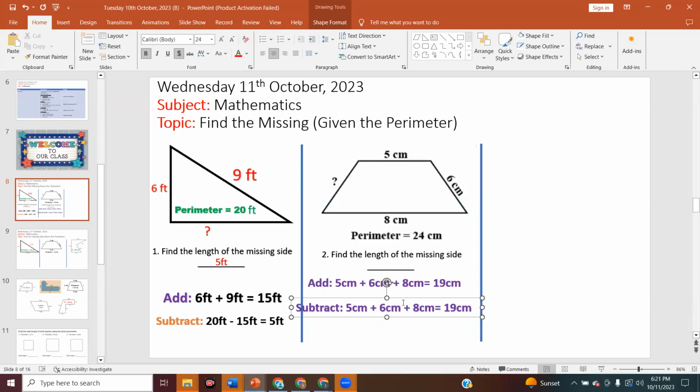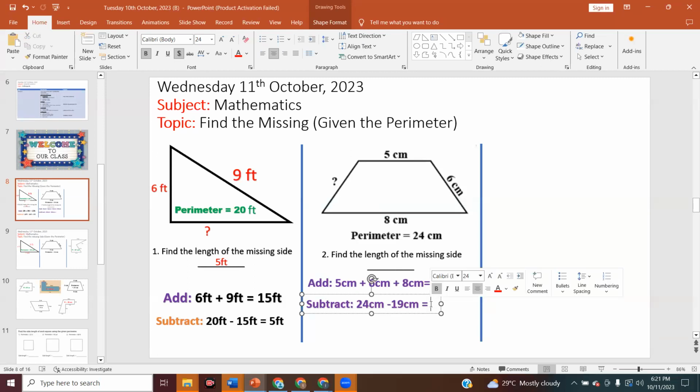24 minus 19. Why do we use 24? Because 24 is the perimeter. Very good. 24 is the perimeter. All right. So we do 24 minus what? 19. And what is the answer? That's going to be 24 minus 19. That's 5 centimeters. Very good. So we get 5 again.